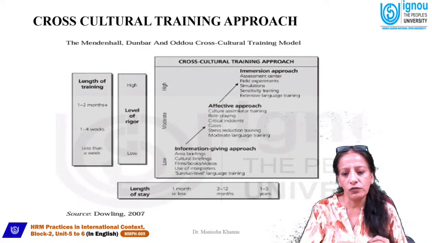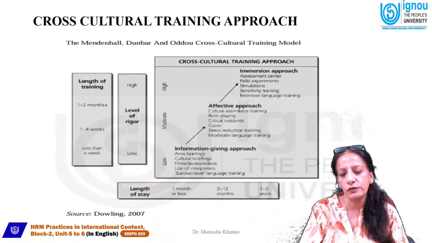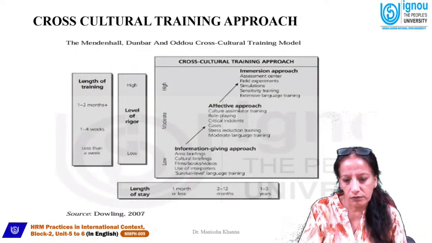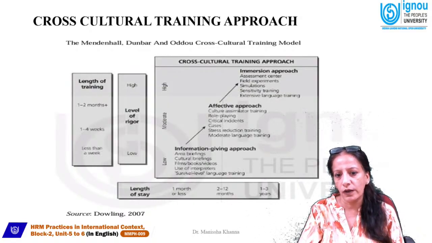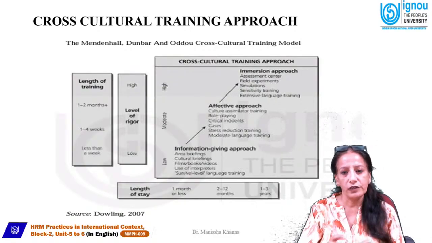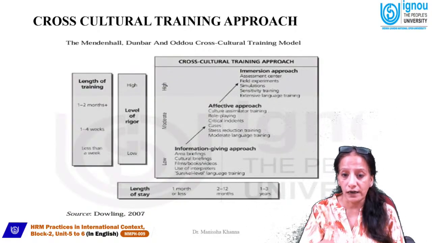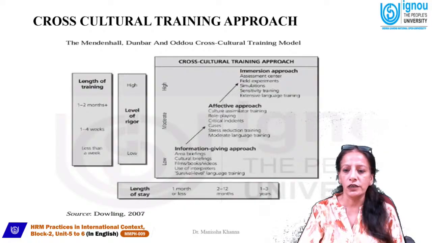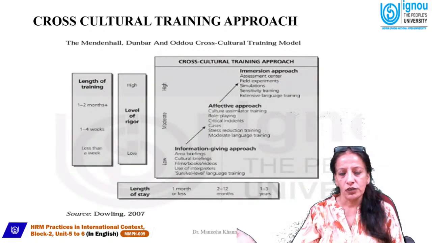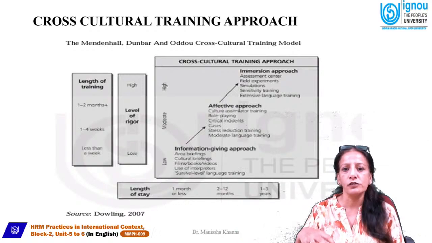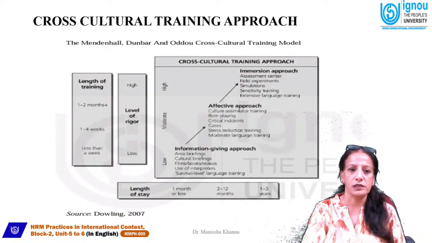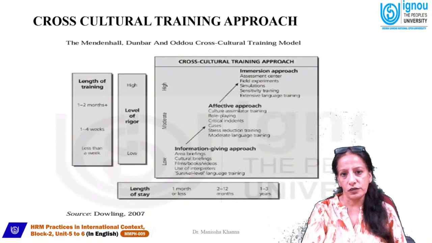In information giving, only a few sentences or words required for daily habit, or a basic level of language training, is needed. At the affective or moderate level, they can speak some sentences, or at least understand what the other person is saying. And in the immersion approach, the language training becomes an extensive language exposure, where they can also speak with the same accent, speed, modulation and articulation skills. So this is all about the cross-cultural training approach.